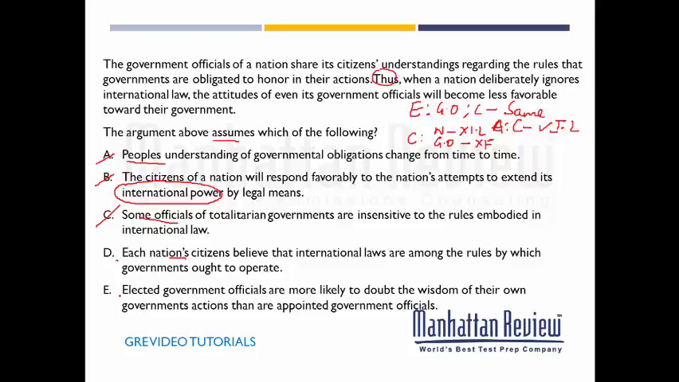Let's move to option E. Comparison between elected government officials and appointed government officials is not within the author's line of reasoning, so we can straight away eliminate answer choice E, thus making D the right answer choice.